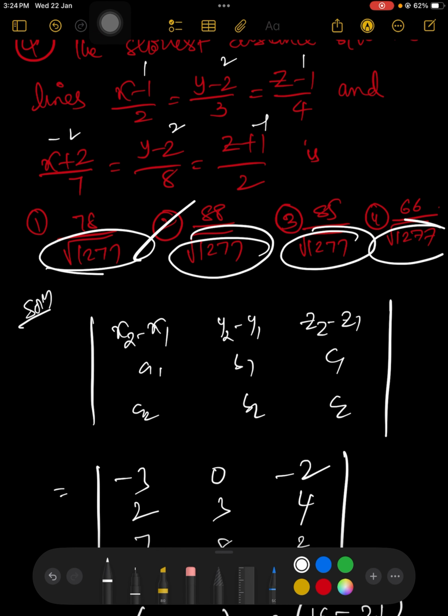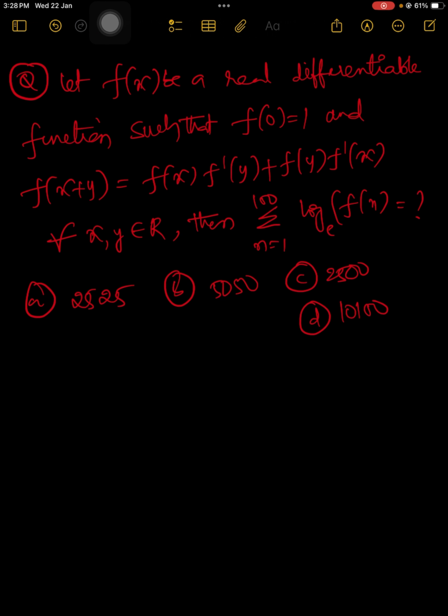Anyway, our denominator you can also solve by using the formula. You know very well, that is root over (a1 b2 minus a2 b1) whole square plus (b1 c2 minus b2 c1) whole square plus (a1 c2 minus a2 c1) whole square. That you know very well.